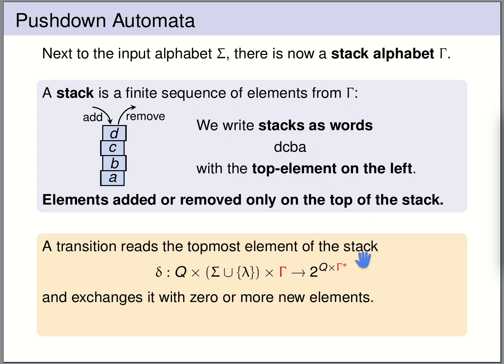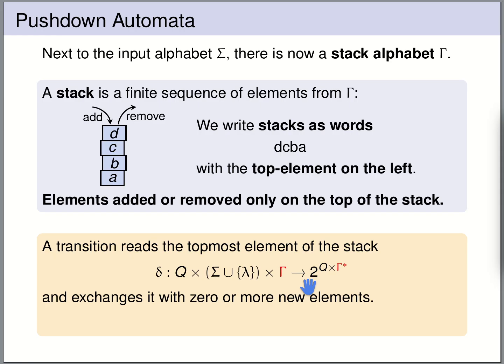Now our pushdown automata that work with a stack, they are basically an extension of nondeterministic finite automata. They also take in the transition function the state as an input of the transition function, the input letter or a lambda transition. So this part is just the same as for nondeterministic finite automata, but the transition function additionally inspects the topmost element on the stack.